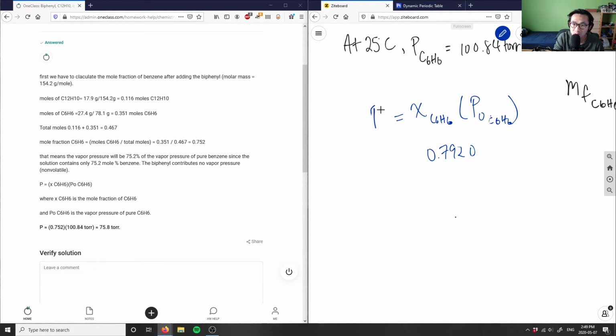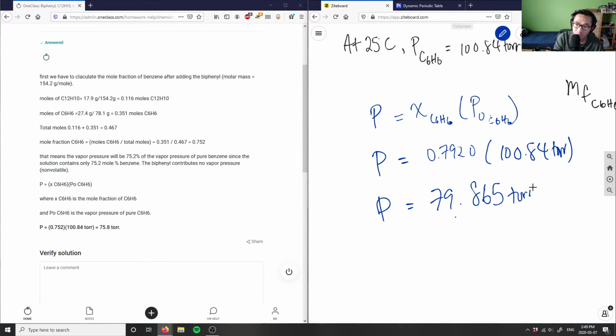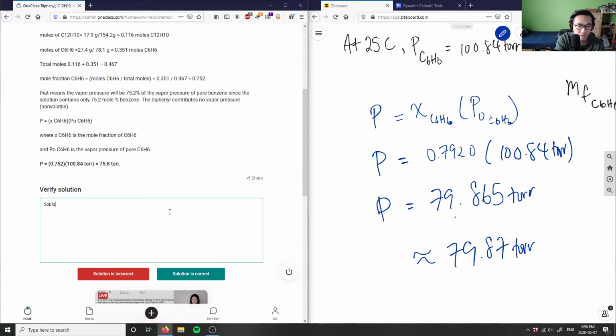Total pressure here, and I'm already given the partial pressure. Sorry, I'm looking for the total pressure here, which is 100.84 torr, and I can basically set the pressure here equal to 0.7920 times 100.84. So the solution is 79.865 torr, or you can round it to 79.87 torr. So I'm going to say the solution here is incorrect because they messed up the first part.